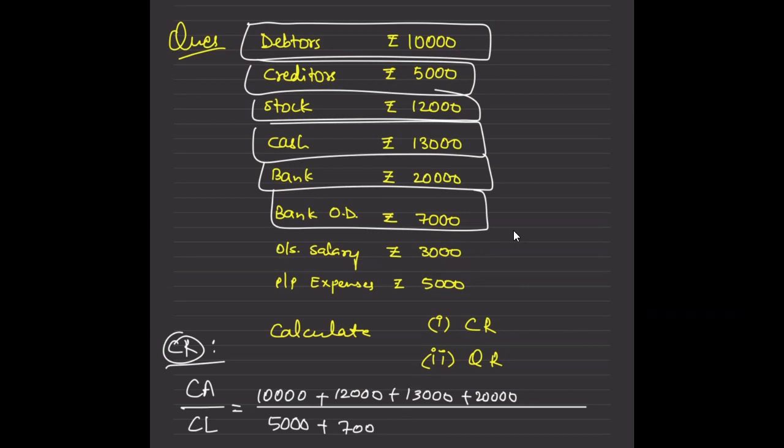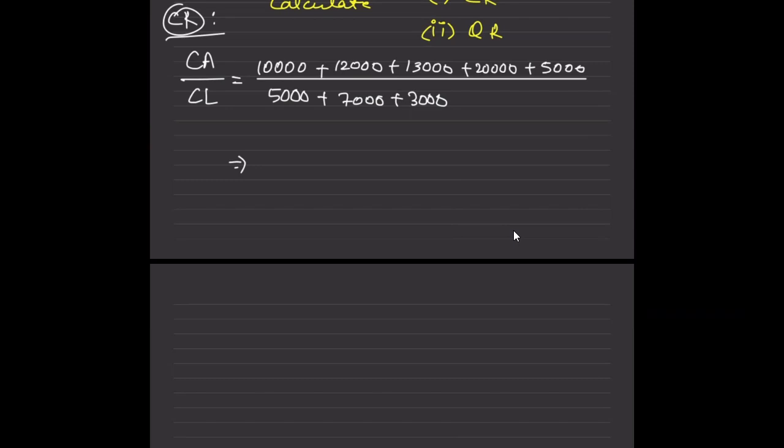So what I will do, I will add the 3,000 in the current liability. Then we have prepaid expenses of 5,000. So that will be added to your numerator as an asset. So let's do the total of all these. So we have 10,000 plus 12,000 plus 13,000 plus 20,000 and plus 5,000. So we have total current assets of 60,000, in return to which I have current liabilities of 15,000.